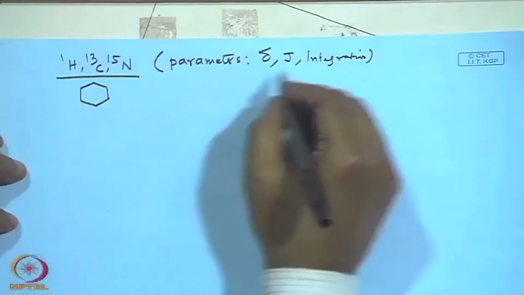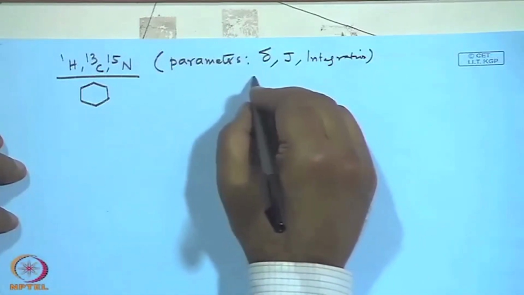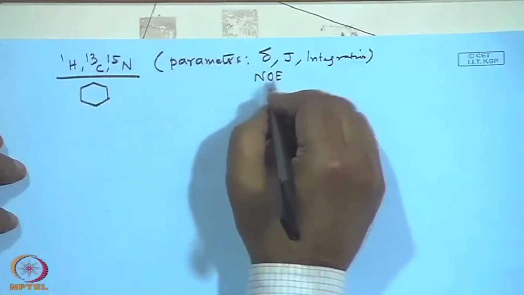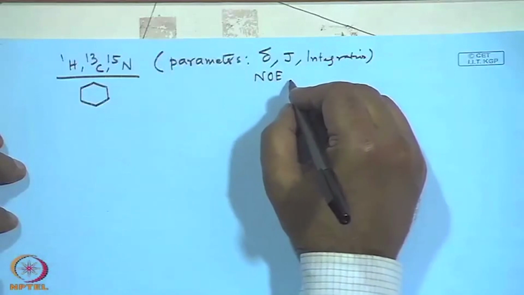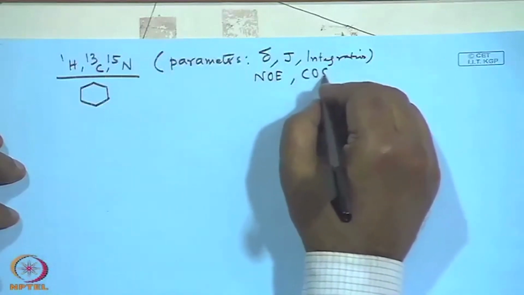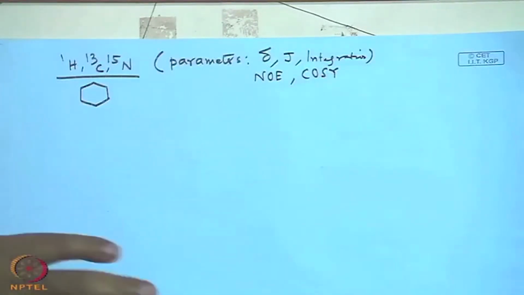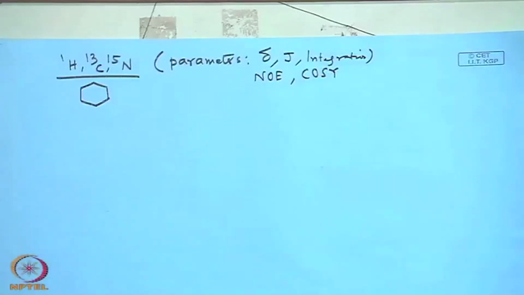Yes. Other experiments would require NOE, and COSY, that means correlation spectroscopy. These are these, and correlation spectroscopy could be of many kinds, okay. Correlation spectroscopy, and so, that means NMR is just too complex.